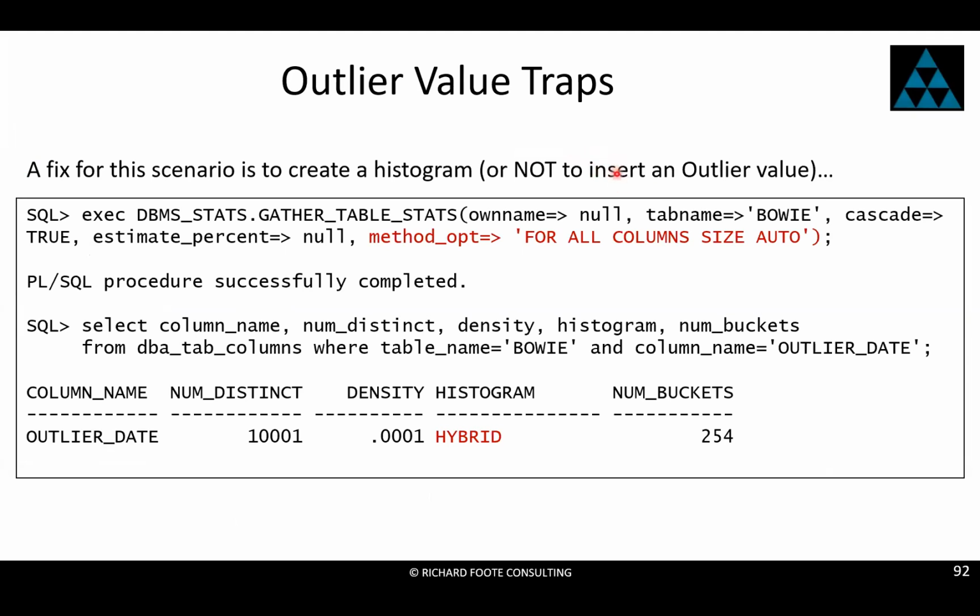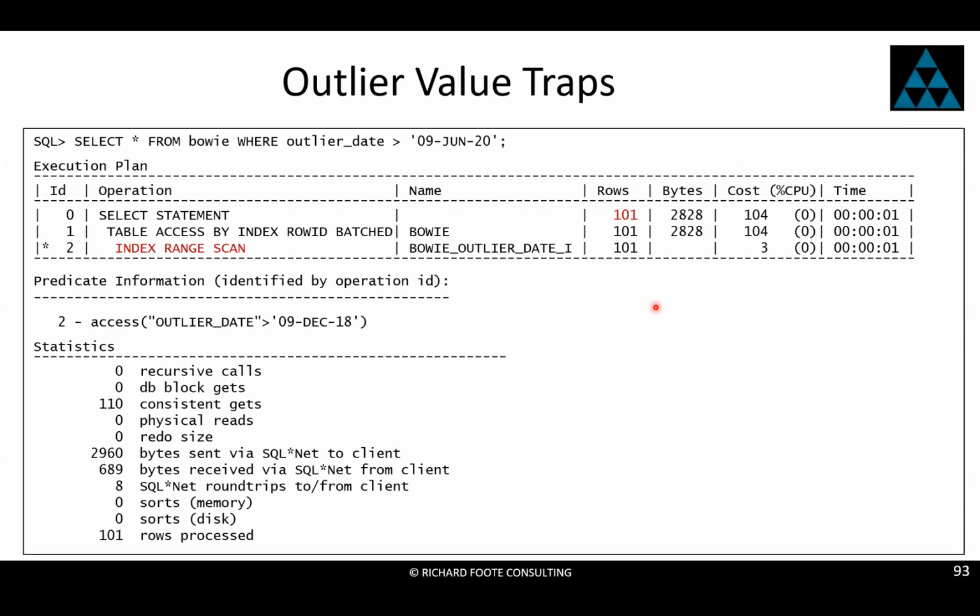Or the other thing is don't insert outlier values, all right? Be cleverer with what default values you put in there. Why have I inserted this outlier? It's to prevent the problem in the first place. But by creating a histogram, here I've got a hybrid histogram, and now Oracle is getting the selectivity spot on. It is 101 rows, and yes, the index is the way to go.